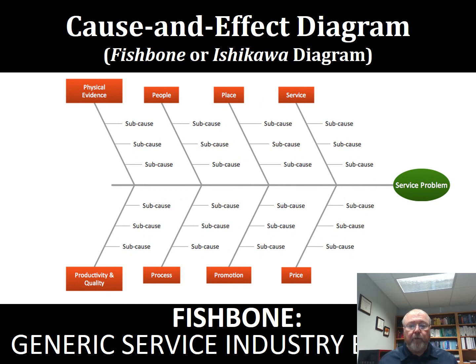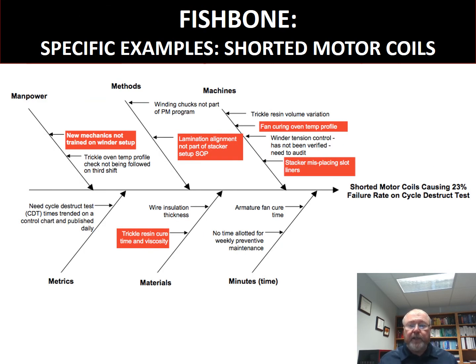Similarly, we can come up with a relatively generic service cause and effect diagram, and the sorts of categories that you might see for service would be the ones represented in red across the top and across the bottom. Physical evidence, people, place, service, productivity and quality, process, promotion, and price. And lastly, you see a more specific example, not very detailed, which is working on a problem of shorted out motor coils and the exploration of causes for that.